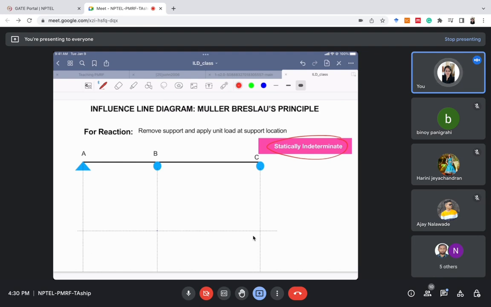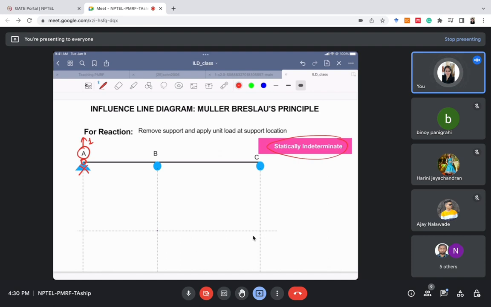The other thing is, let's see how to determine the ILD for reaction at A. The process is again very similar, the same as that for determinate beams. For drawing the ILD for reaction at A, we'll remove this support, this vertical restraint, and we'll take this point and displace it upward by unit amount. Let's see what happens.